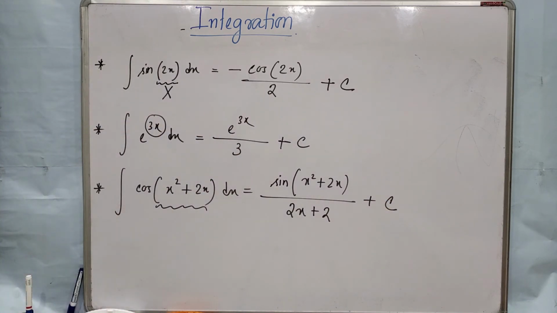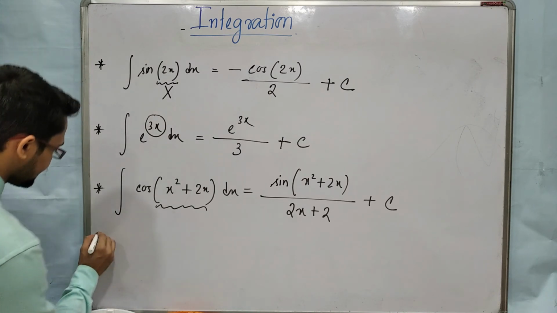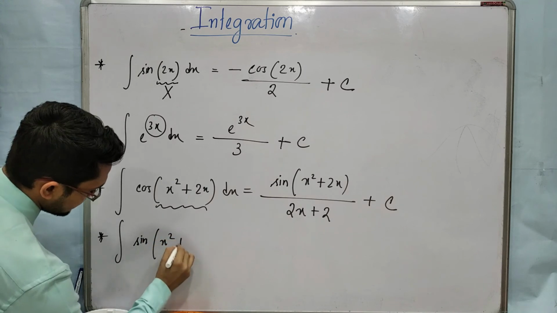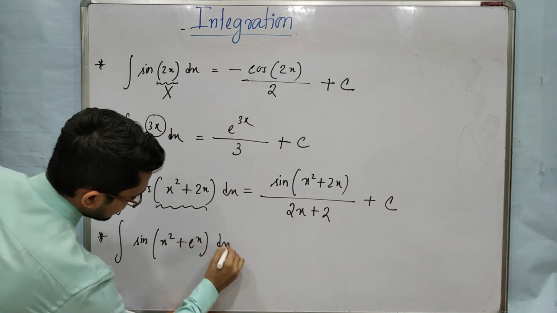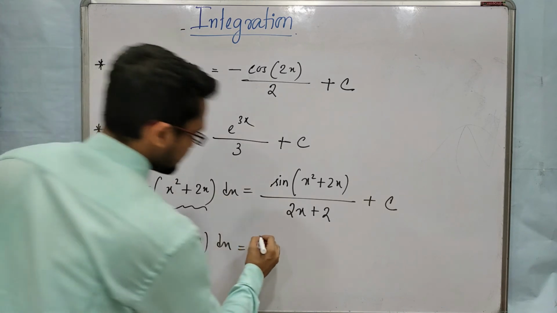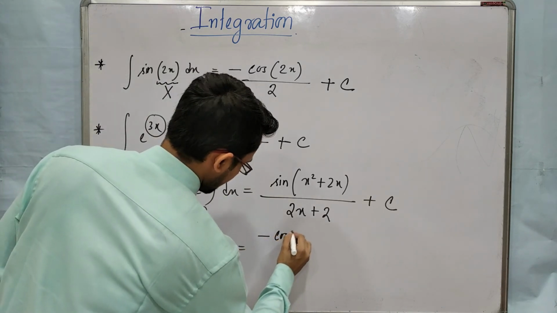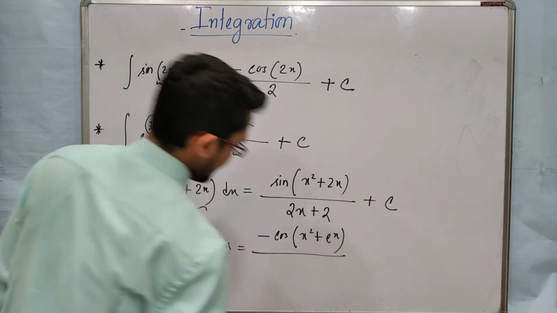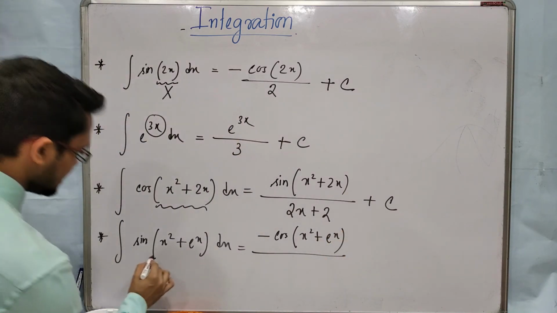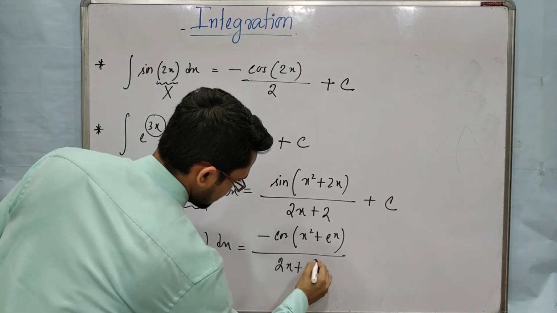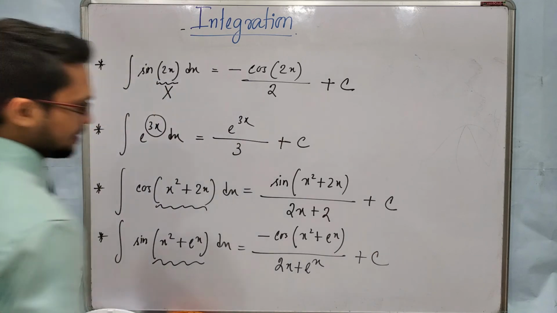Okay. Understand? Another one, take. Suppose sin of (x square plus e to the power x) dx. Again in the same way, integration of sin is minus cos. So minus cos of (x square plus e to the power x). Then divide it by the differentiation of this bracketed part, that is 2x plus e to the power x, plus c.